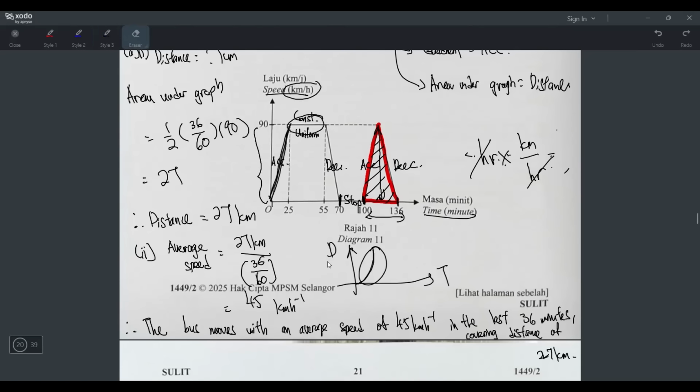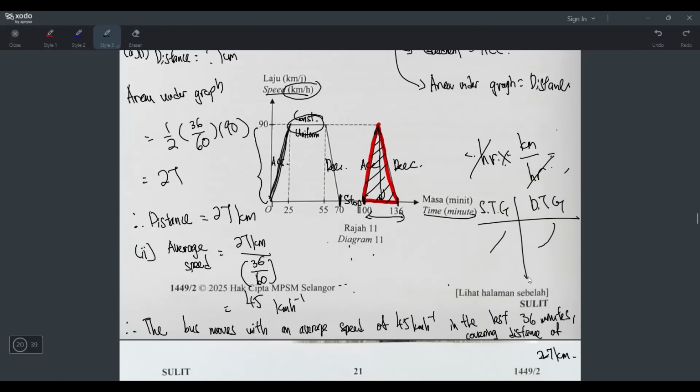So how to explain this? All right, I'll just explain using a table. Wait for me. So if the STG graph looks like this, then the DTG, when you convert, will be like this. But if it's horizontal, then it should be like this if you convert to DTG.